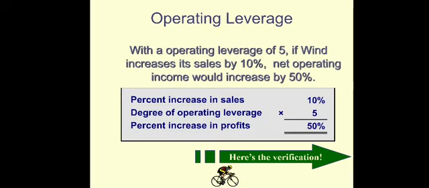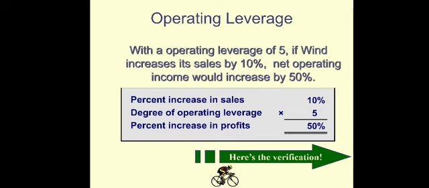So when you know that the operating leverage is 5, it means that if the bicycle company increases its sales by 10%, the net operating income will increase by 50%. How to know it will increase by 50%? See the gray box. The percentage increase in sales is 10%. So if you want to know the percent increase in profit, you multiply the 10% increase in sales by the operating leverage. You will know that there will be an increase in profit by 50%.